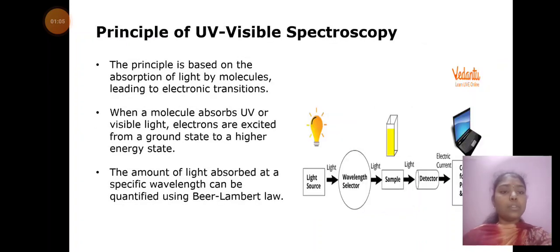Principle of UV visible spectroscopy. The principle is based on the absorption of light by molecules leading to electronic transitions. When a molecule absorbs UV or visible light, electrons are excited from a ground state to a higher energy state. The amount of light absorbed at a specific wavelength can be quantified using Beer-Lambert law.